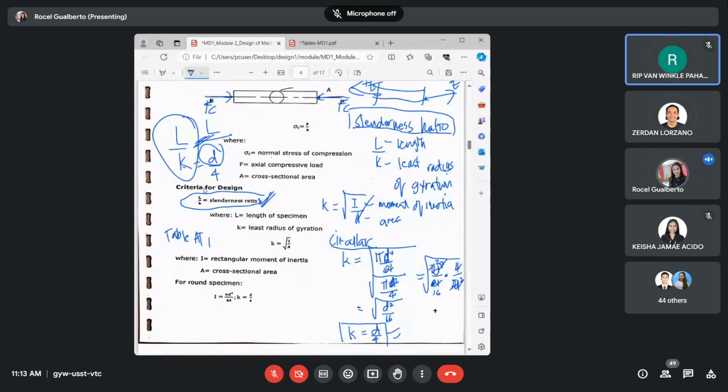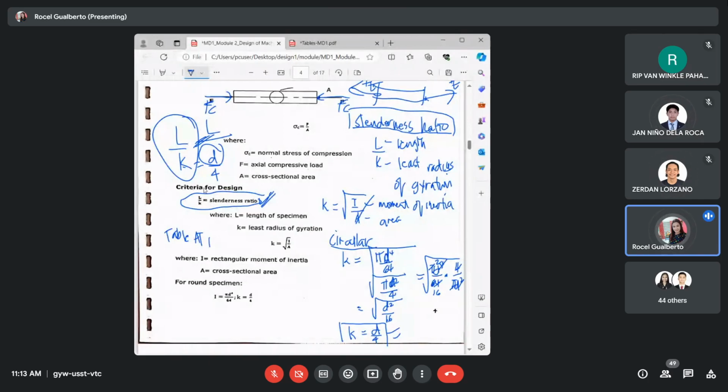Hindi pa po. No po. No. Tama. Hindi ka makakasolve. Hindi mo makikita na siya ay less than 30 o kaya siya ay in between 30 and 120 or greater than 120. Kasi unknown nga yung diameter. Yung K natin is a function of the diameter. For example, na siya ay circular. Kaya hindi ka makakakuha ng slenderness ratio.